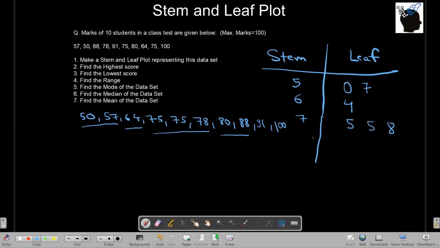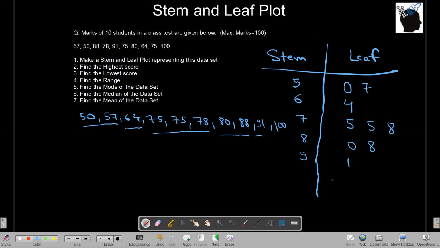In the 80s range, I have two numbers. So I'll write 8 here, a 0 here and a 8. In 90s, I have only one. I'll write 9 here and 1. And then I have 100. Now, how will we write 100?